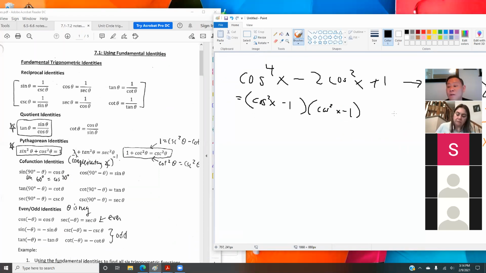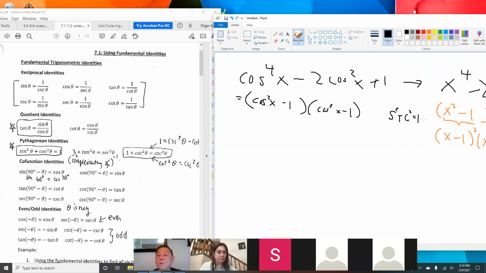But you have to switch around. So sine square plus cosine square is equal to 1. But I'm looking for cosine square x minus 1. So how do you switch this to become that? What do you need to move around? The 1 has to move here, right? And the sine has to move there. So what is cosine square x minus 1?